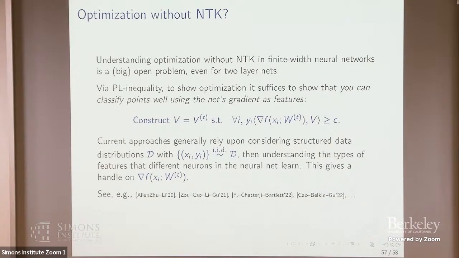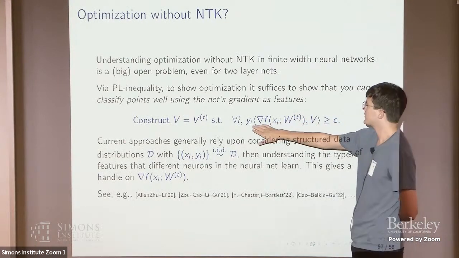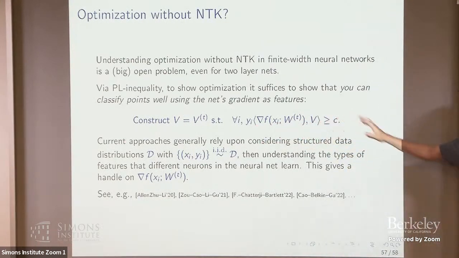Okay, I'm just going to be concluding now, just to give some high-level ideas about what's still going on in neural network optimization, and how we think about optimization beyond this NTK. We've been talking about how it suffices to construct these matrices V such that the gradient features using that matrix V classify examples well.